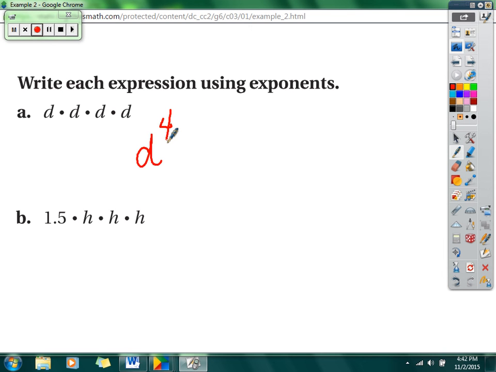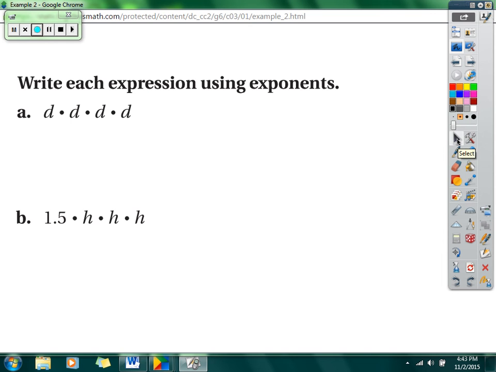In the next one, 1.5 times h times h times h, 1.5 is my constant. It always goes before a variable, okay? But now that it's going before a variable, it will be known as a coefficient, h to the 3rd power. The only thing we're putting to the 3rd power is h, okay? At this time, I would pause the video and do the on your own questions 4 and 5.